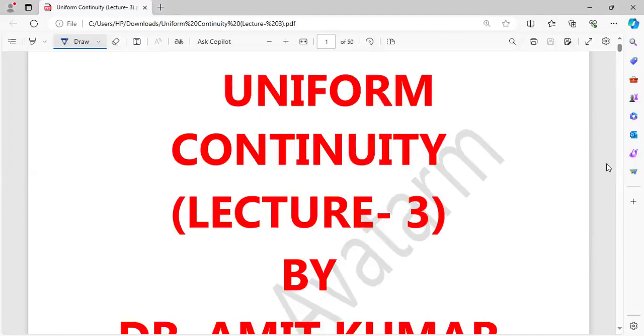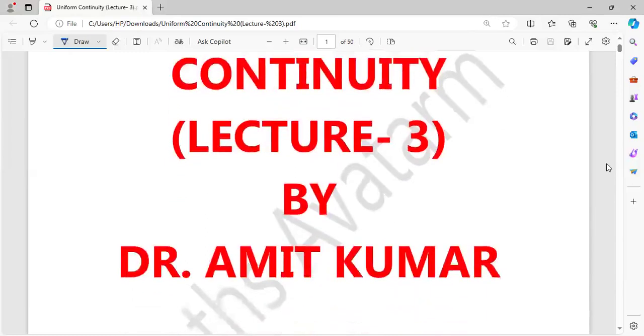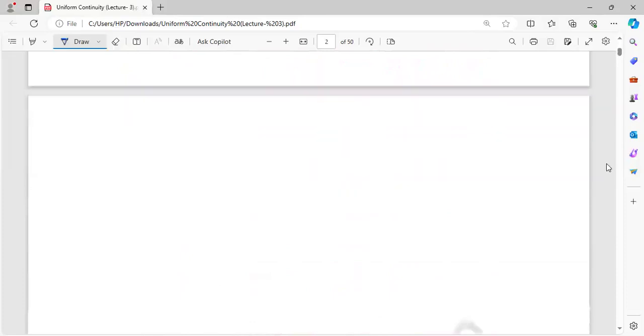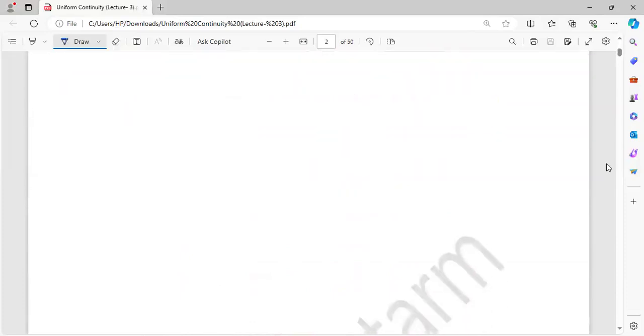Today we are going to discuss the third lecture of uniform continuity. So, let's start today's lecture. We start today's lecture with this theorem.